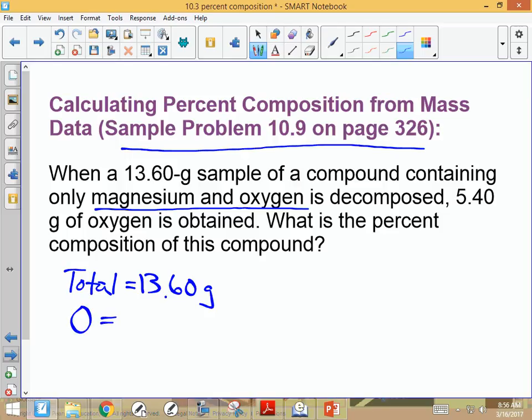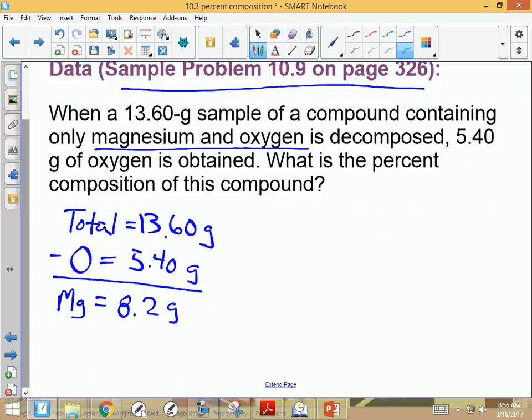Okay? And they told us that the oxygen mass was 5.4 grams. There's also magnesium in here. How will we determine the mass of the magnesium? If we know the total mass, and we know the mass of the oxygen, then all we have to do is subtract the oxygen from the total to get the mass of the magnesium. There are 8.2 grams of magnesium. Simple enough.